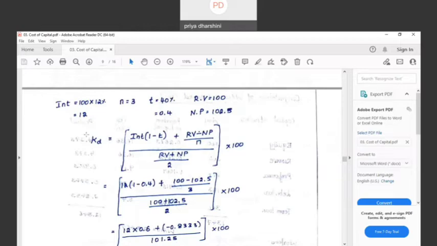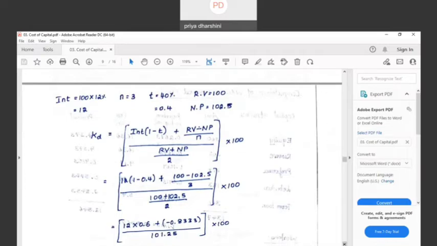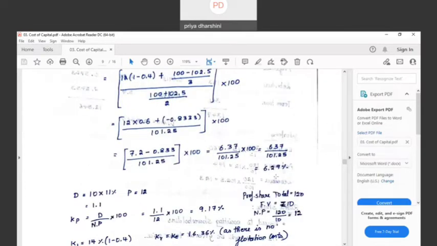So how much is interest? 12 rupees into 1 minus tax rate plus redemption value is 100. Net proceeds is 102.5, which is the market price, divided by life of 3 years, not 10 years, life of 3 years, divided by the average of redemption value and net proceeds into 100, you will get the cost of debentures.